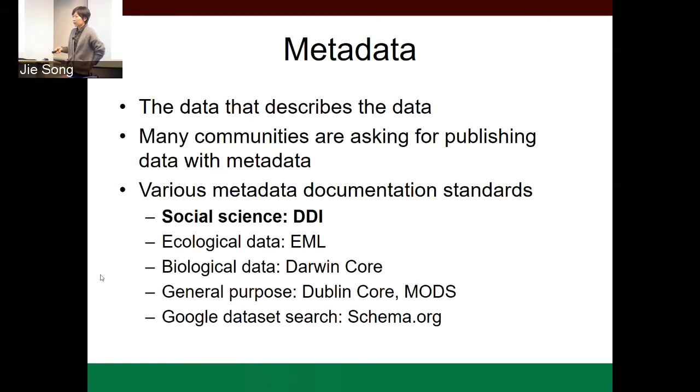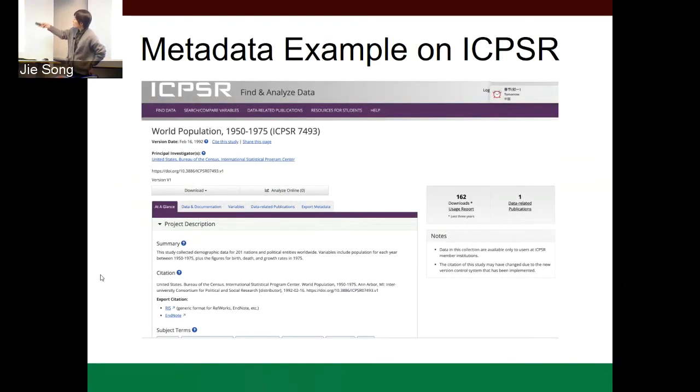These standards are basically pretty simple. The standards define the tags. If you say I include this tag, I will provide some description corresponding to the tag. I'll show you an example of these metadata standards in DDI format. This is a snapshot of the data set called world population from 1950 to 1975. On this page for the data set, we can see the version information. We don't actually see the data content, right? But we see some other metadata information.